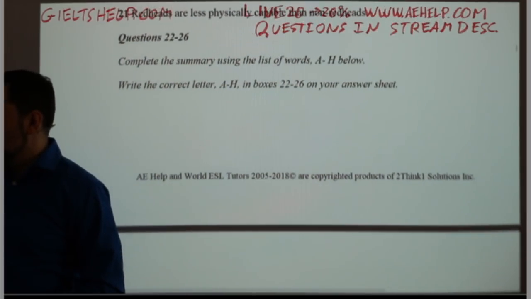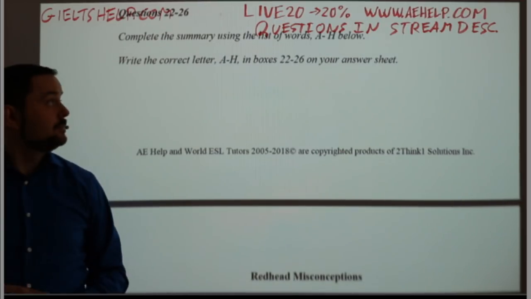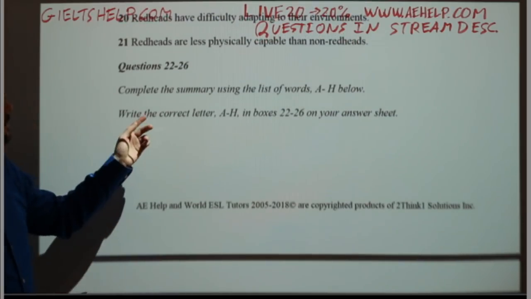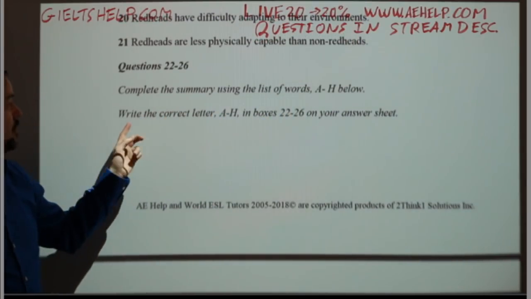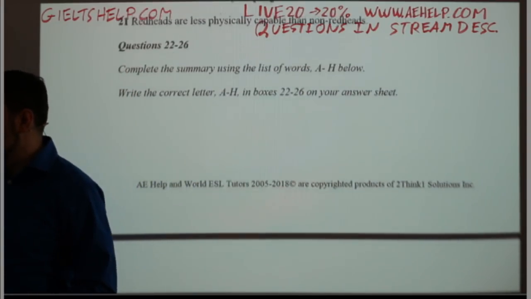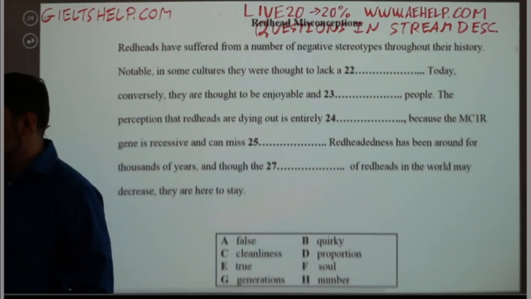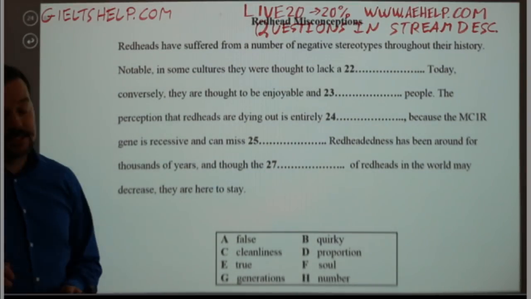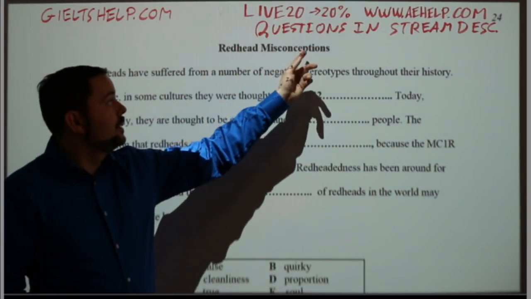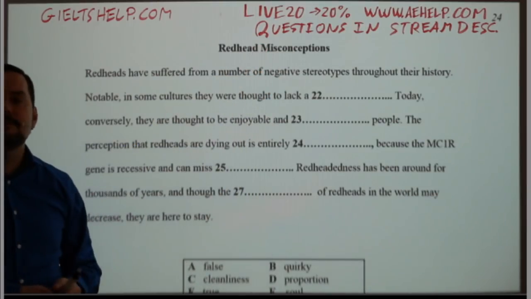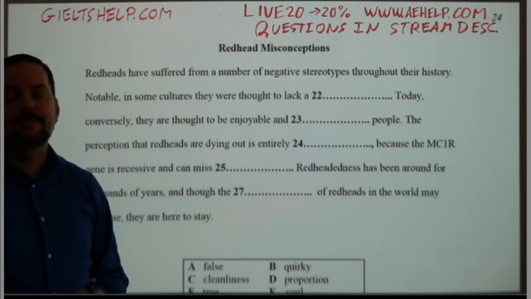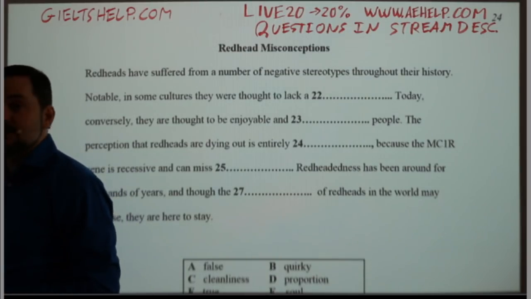All right? Question 22 to 26 says, complete the summary using the list of words A to H below. Write the correct letter A to H, 22 to 26 on your answer sheet. We find this on our next page in our book. Okay, and then it says redhead misconceptions. Anybody know the meaning of misconception?